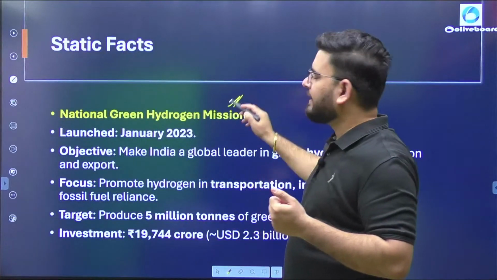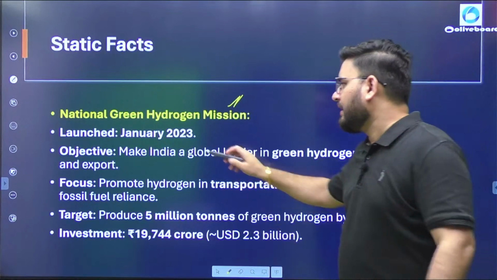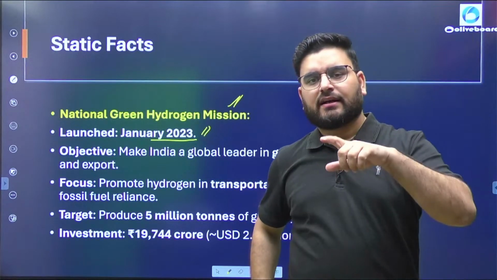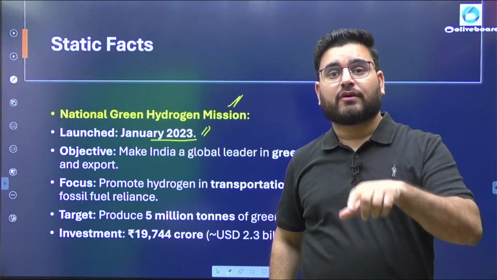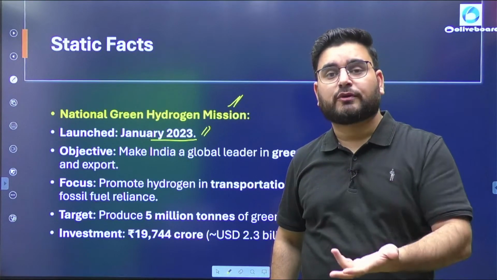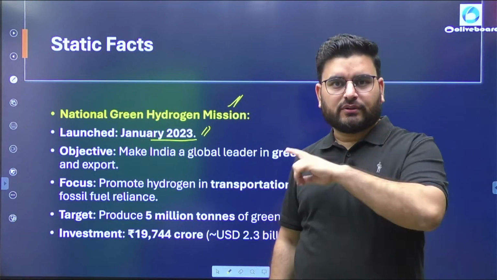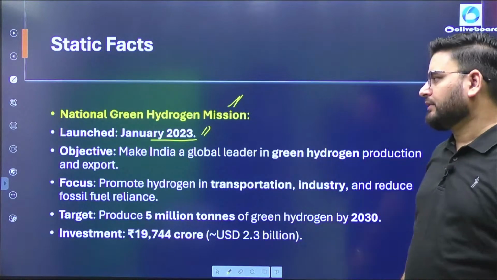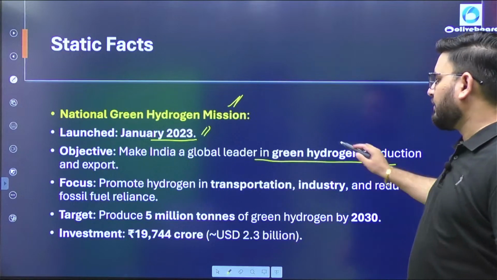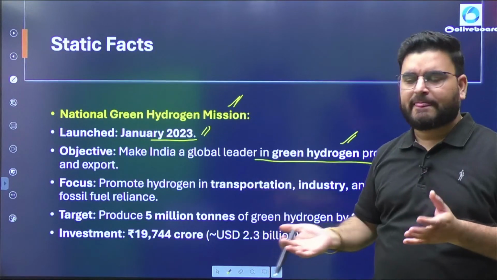So the National Green Hydrogen Mission is very important. India started this in January 2023. You might have heard about the Toyota car running on green hydrogen. It was used by our transport minister, Mr. Nitin Gadkari. You might have heard about this news. So this is all about the national green hydrogen. The purpose is to make India the global leader in green hydrogen. This is basically nothing but the fuel of the future.